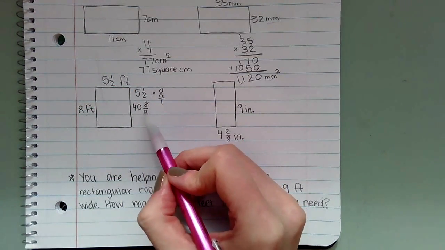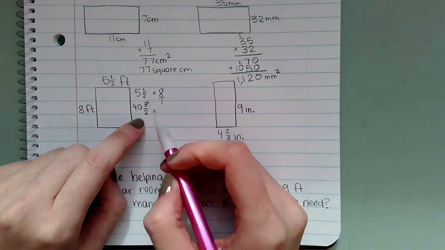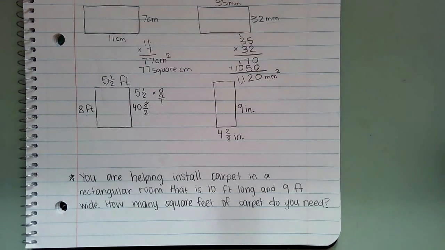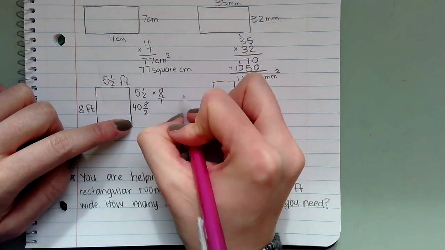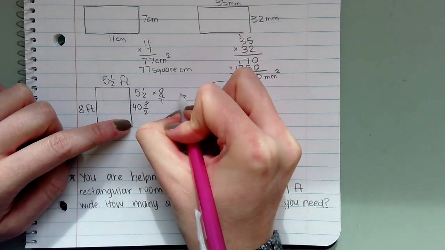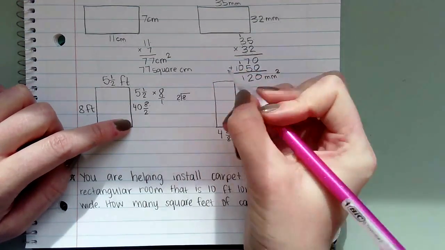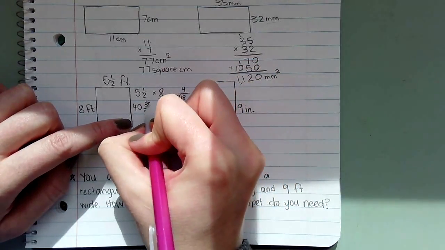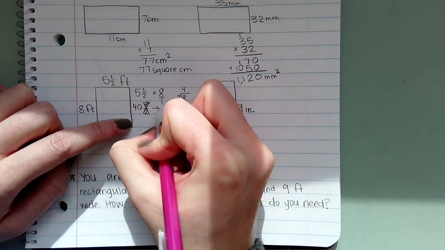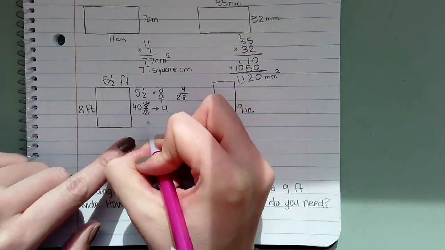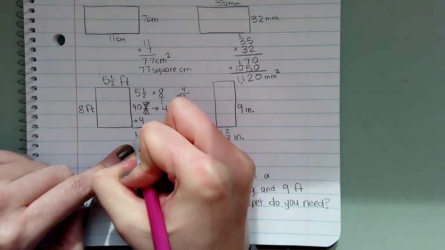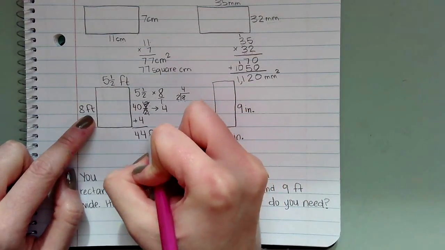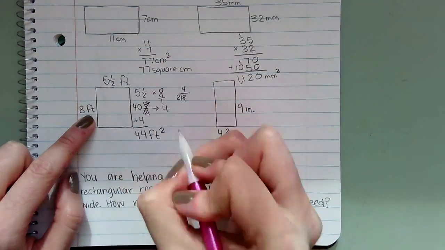Okay, this is called an improper fraction when the numerator is bigger than the denominator. So we have to do some steps in order to get this to a better mixed number. The 8 is kind of like we're dividing 8 by 2. How many times will 2 go into 8? 4. So instead of 8 halves, we have 4. So we're going to add 40 and 4. That creates 44. Our unit of measurement is feet squared.